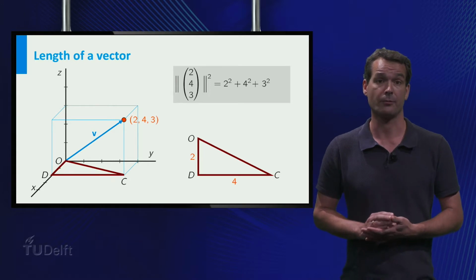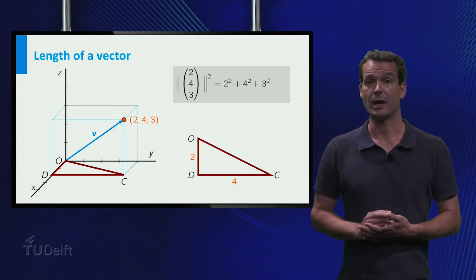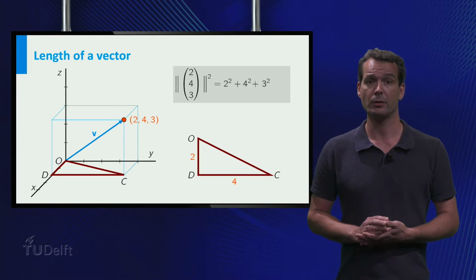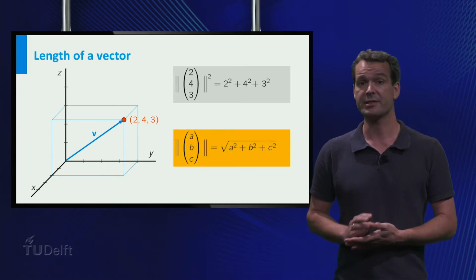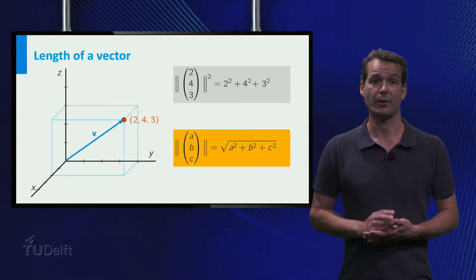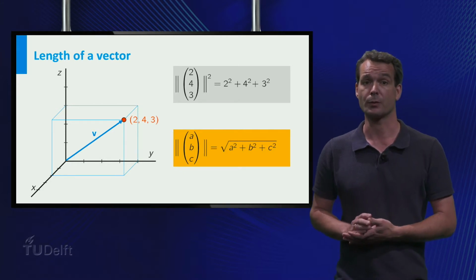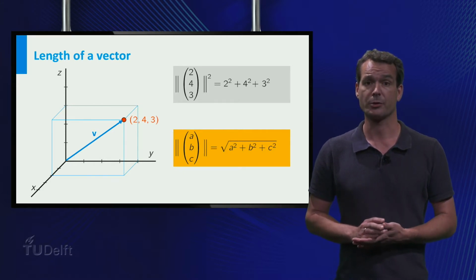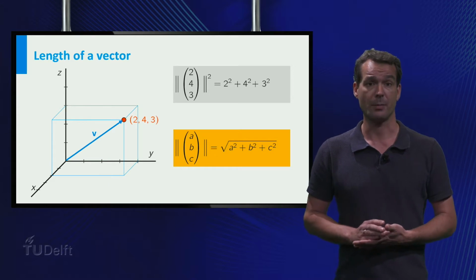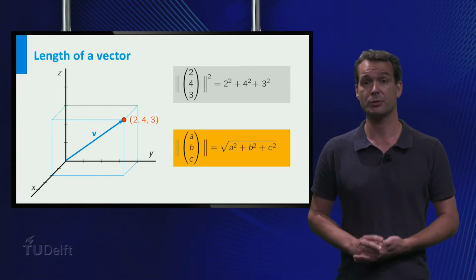Such a calculation can of course be done with any 3-dimensional vector. In general, the length of the vector a, b, c is the square root of a squared plus b squared plus c squared. You see, apart from the term c squared, this looks very much like the formula for the length of a 2-dimensional vector.